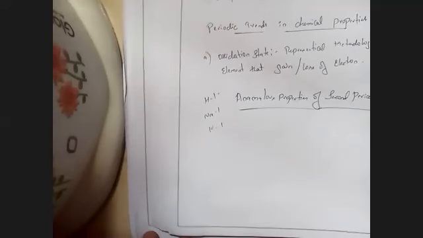So, anomalous properties of second period elements. It means what are the peculiar characters of the second period elements: lithium, beryllium, boron, sodium, magnesium, aluminum. How will they behave by themselves, how will they interact?